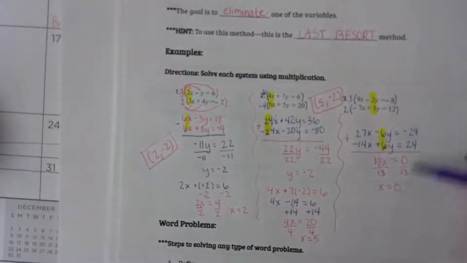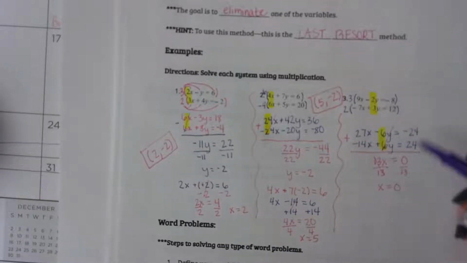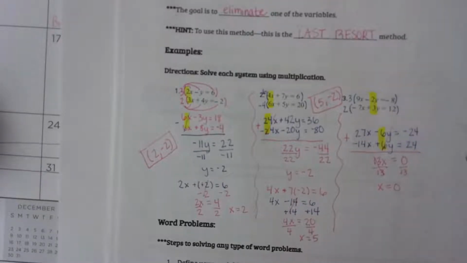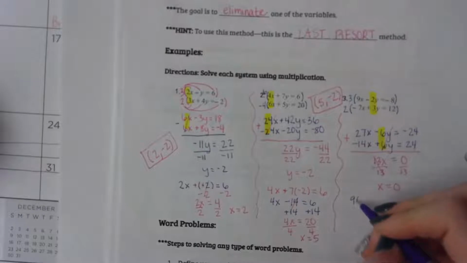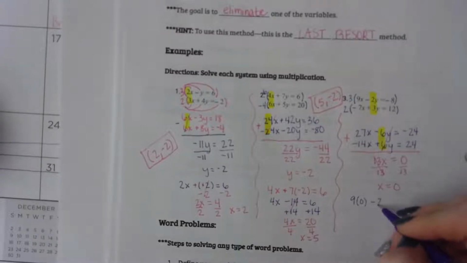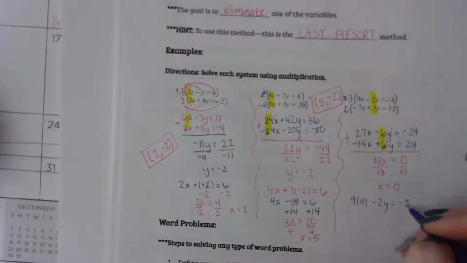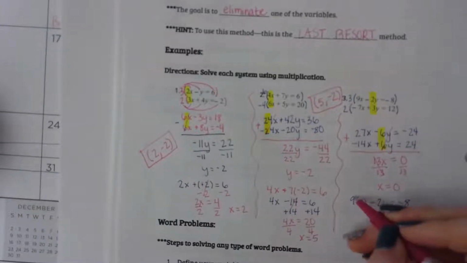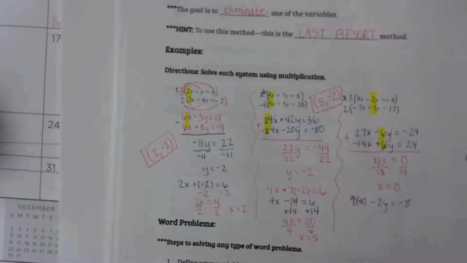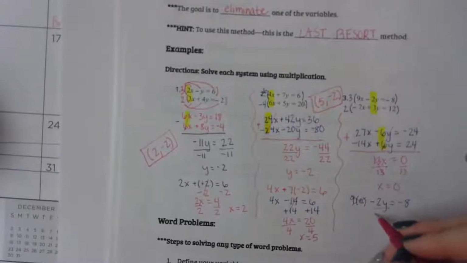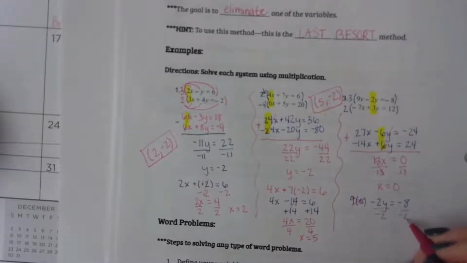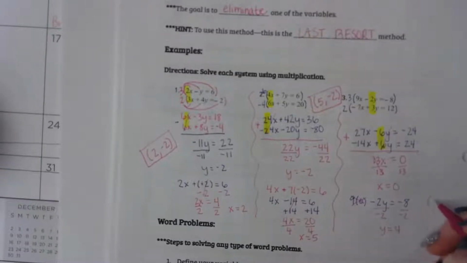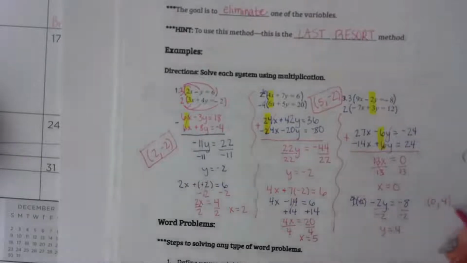Then I'm going to go ahead and plug this back into any equation. I'll plug it into the top one. Now anything times 0 is just going to cancel out or be 0. So I can just divide by the -2, get that y equals 4. So my answer is 0, 4.